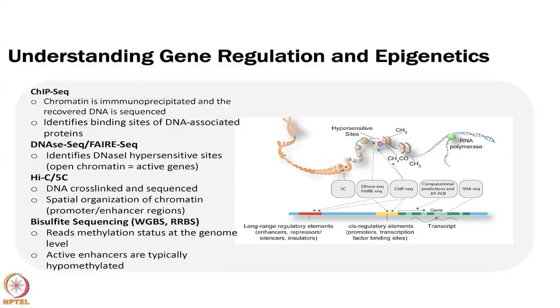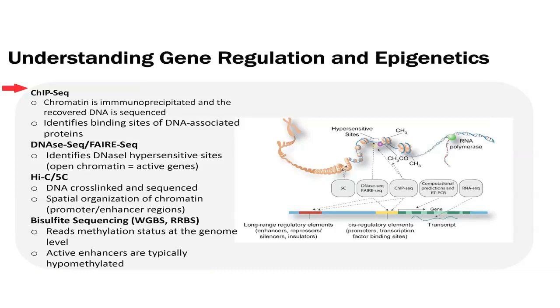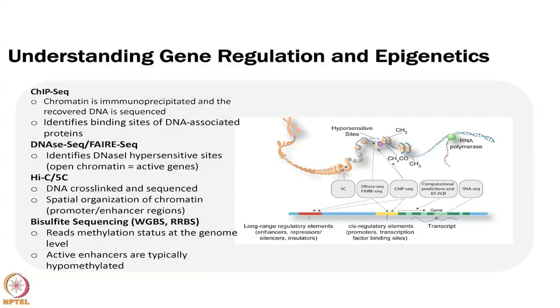So ChIP-Seq, which we're going to talk about in a lot of detail, is really trying to identify DNA-associated proteins. DNase-seq identifies active genes based on DNase hypersensitivity. Hi-C cross-links DNA to understand how the DNA is folded on itself in the nucleus, and how certain parts of the DNA interact with each other. And then bisulfite sequencing looks at methylation status. I'll talk about each of those in a little bit more detail.